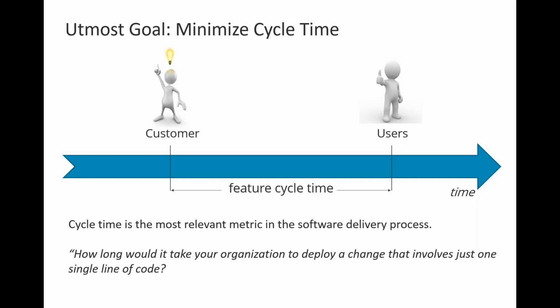Okay, so the main point is that cycle time is the most relevant metric in the software delivery process. How long would it take your organization to deploy a change that involves just one single line of code? Suppose the customer is asking for a simple functionality, where one line of code is required. He's expecting a button and a button action.